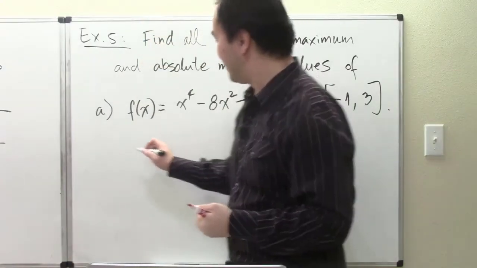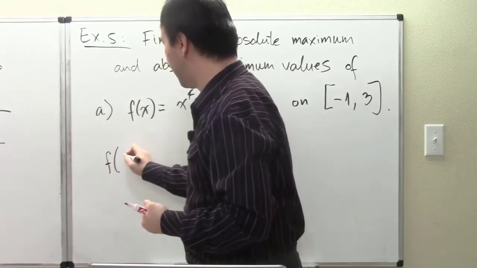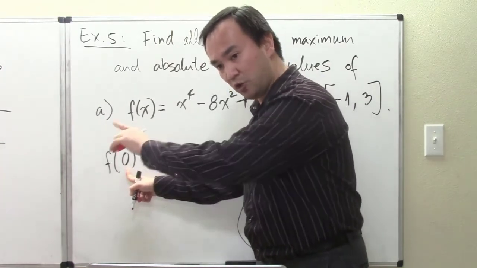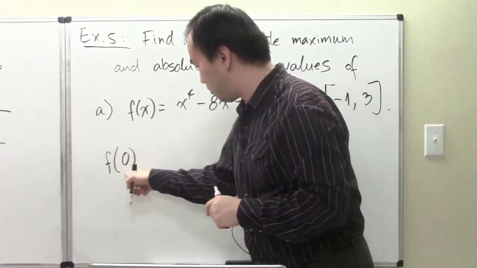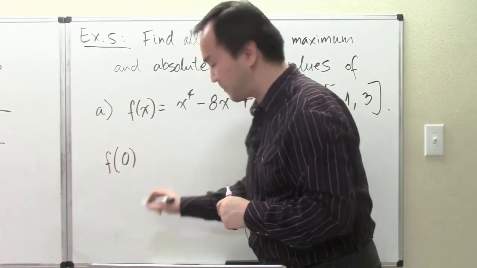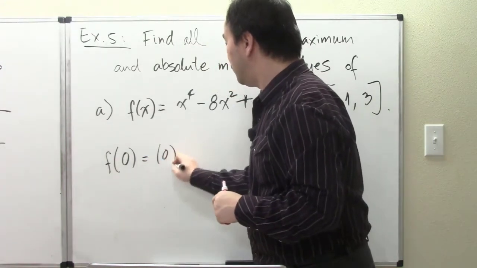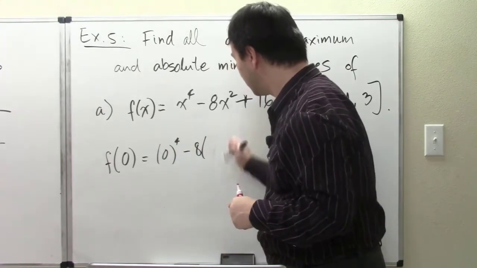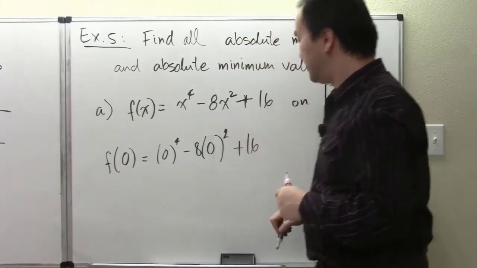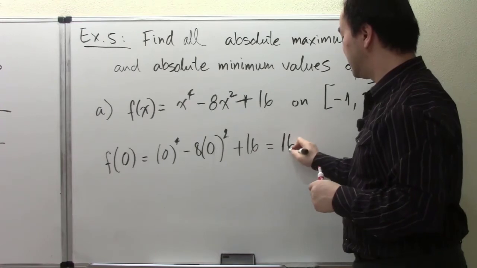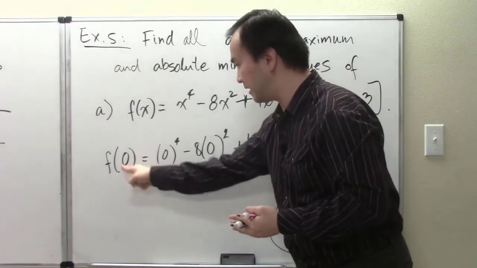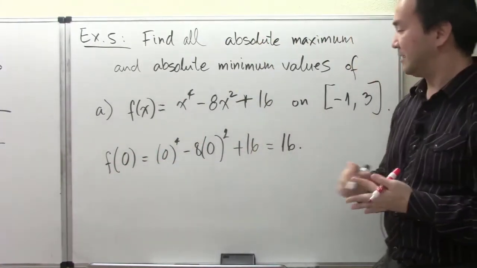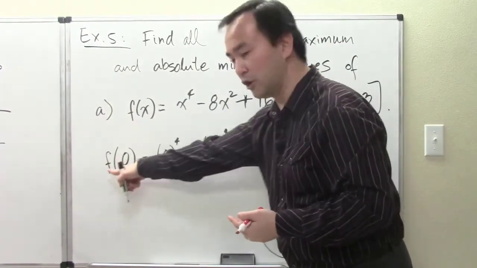Now for the function itself, I am going to substitute in x equals 0. Recall that this is where we had our local maximum inside of this interval. So f of 0, I'm plugging that critical value into the original function: 0 to the 4th power minus 8 times 0 squared plus 16. My final value comes out to be 16. So at this local maximum, our function hits as high as positive 16.